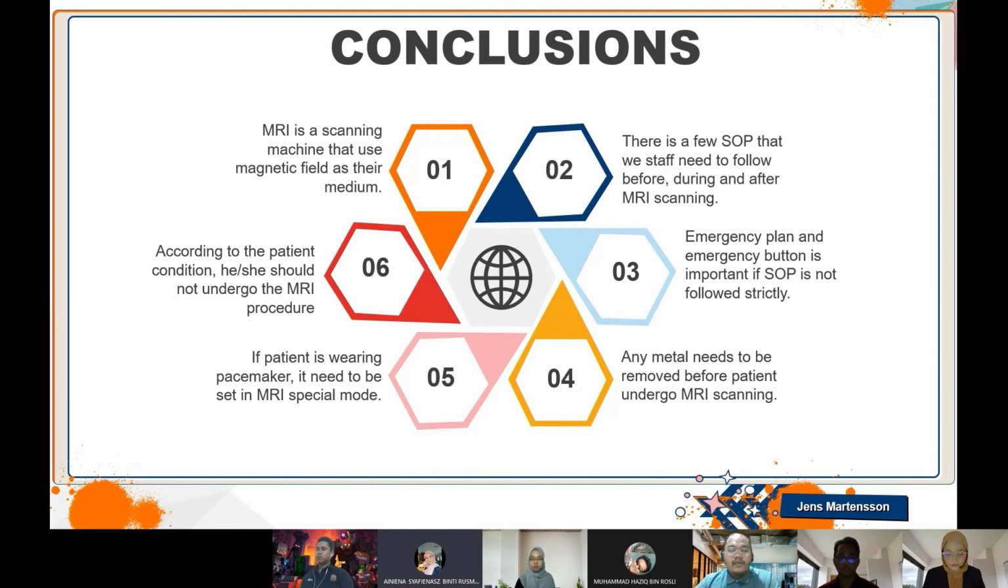Any metal matter needs to be removed before the patient undergoes the MRI scanning. If the patient is wearing a pacemaker, it needs to be set in MRI special mode. And then, according to the patient's condition, he or she should not undergo the MRI procedure.